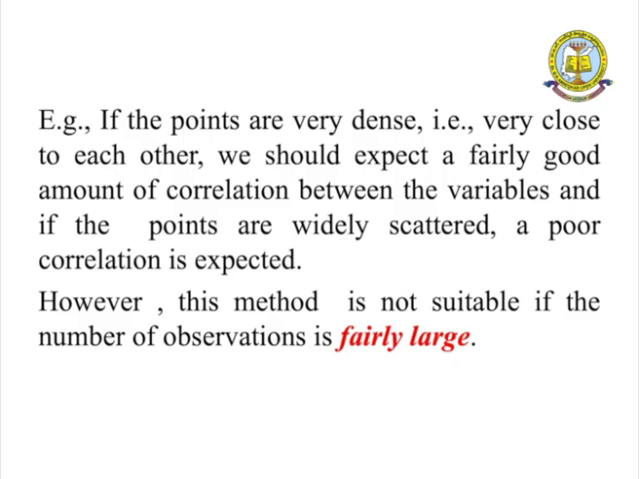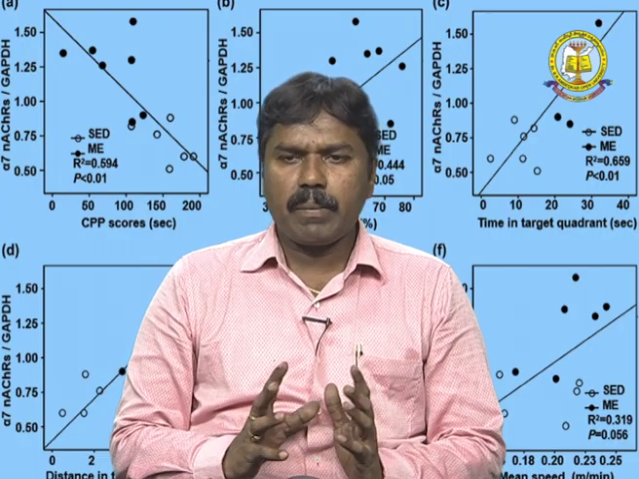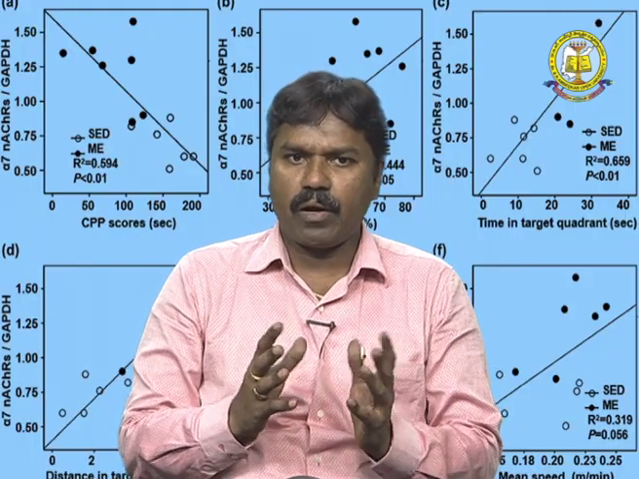However, this method is not suitable if the number of observations is fairly large. In that case, that means more observations are given to us, identifying and plotting the dots is difficult. It is very difficult to identify all the observations on the plotting of the scatter points. In that case, we can go for another method.